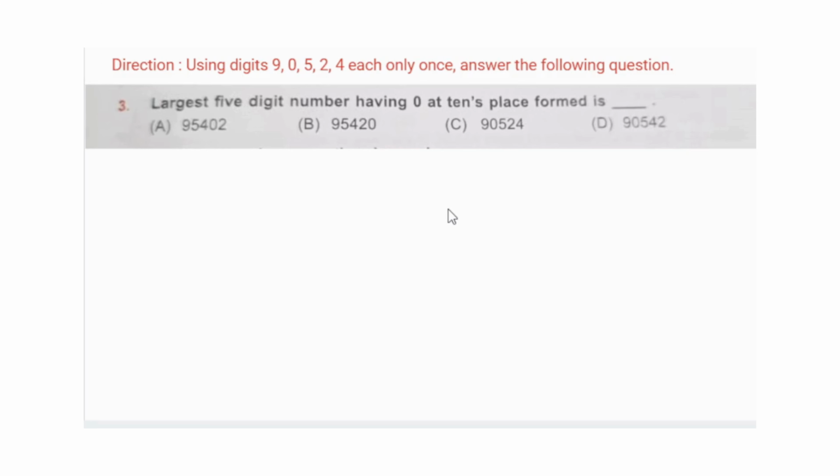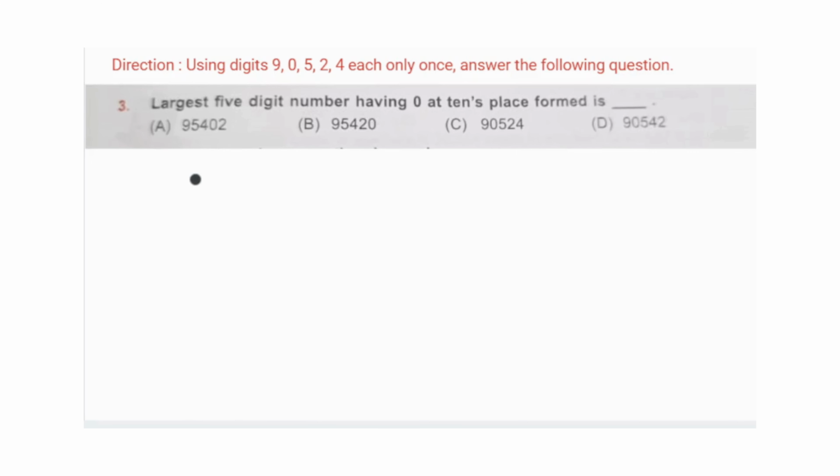So let's look at question number 3 of number sense class 4. The question here is: largest 5-digit number having 0 at tens place formed is. Before that, we have directions that have been given, which say: using digits 9, 0, 5, 2, 4 each only once, answer the following question. Since it's the largest 5-digit number that we need to find, we need to construct a number using all the digits 9, 0, 5, 2, 4 which is the largest number.